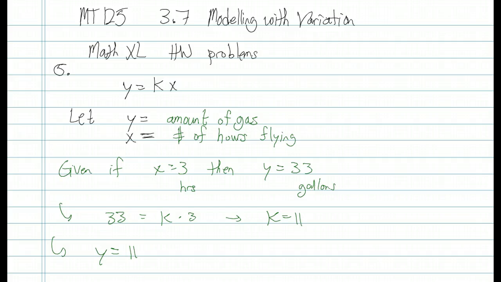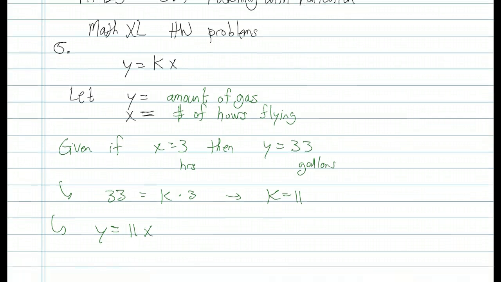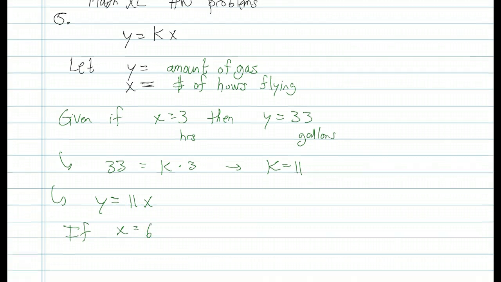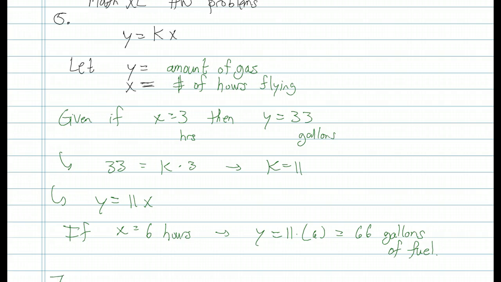After you do that, make sure you substitute immediately into your equation. Put the constant of proportionality in. That gives you y is equal to 11 times x. So now to answer the question, if x is 6 hours, you want to know what y is, so plug into the formula. You get y is equal to 11 times 6, which is 66 gallons used if you fly for 6 hours. And that's the answer to the question.